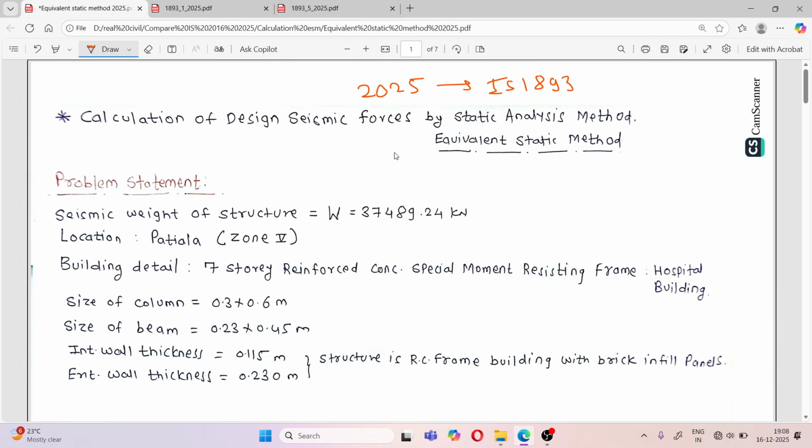So what are the changes? How to apply the clauses? For that, we will take one problem and go on solving it, and we will see the clauses given in IS 1893 2025. Also, I will cover the comparison of 2025 versus 2016.